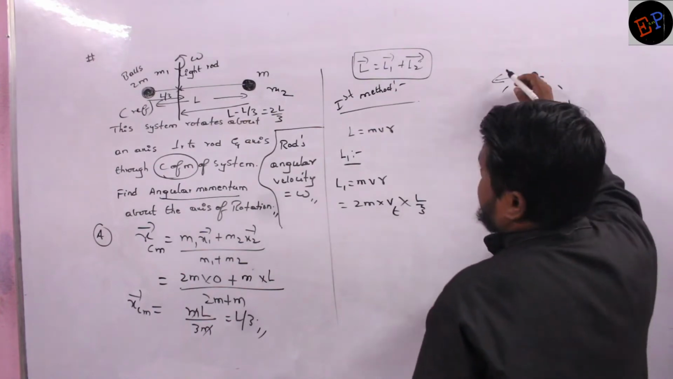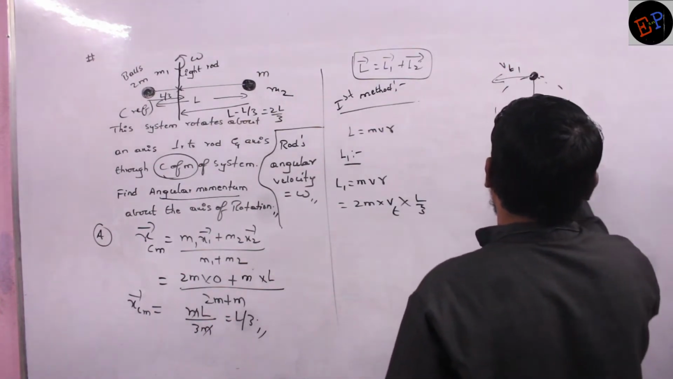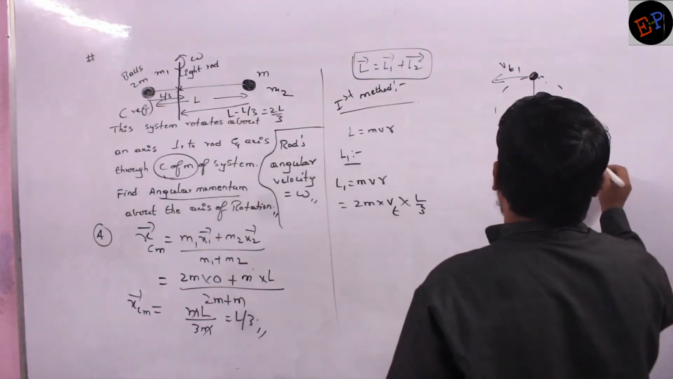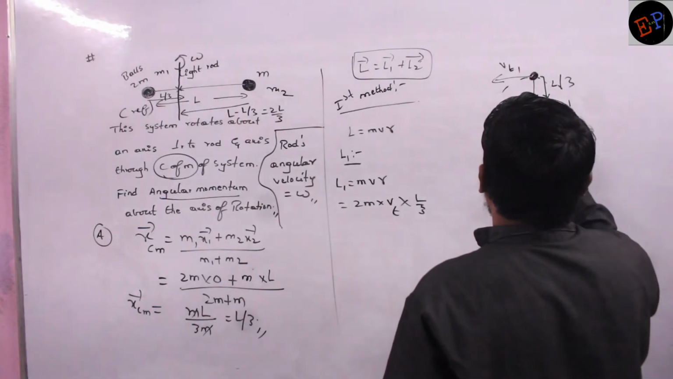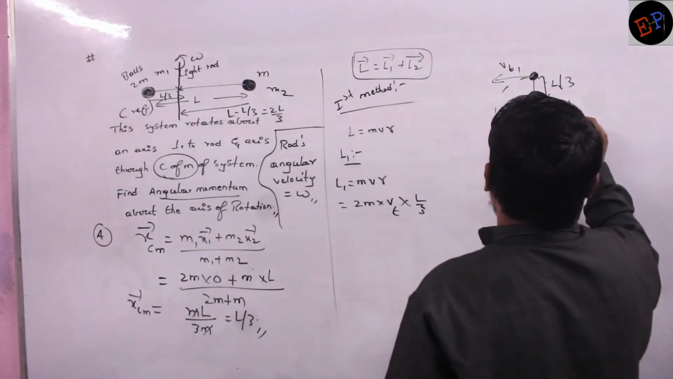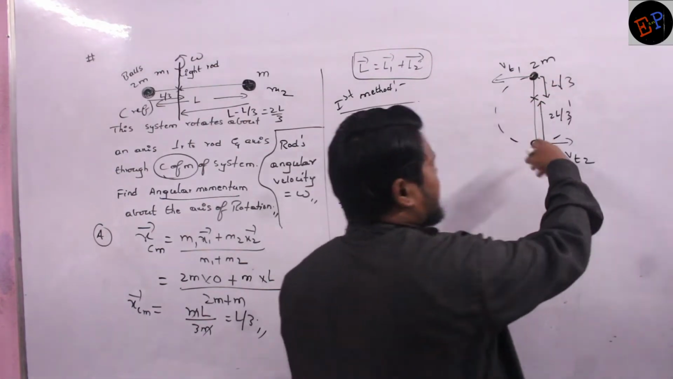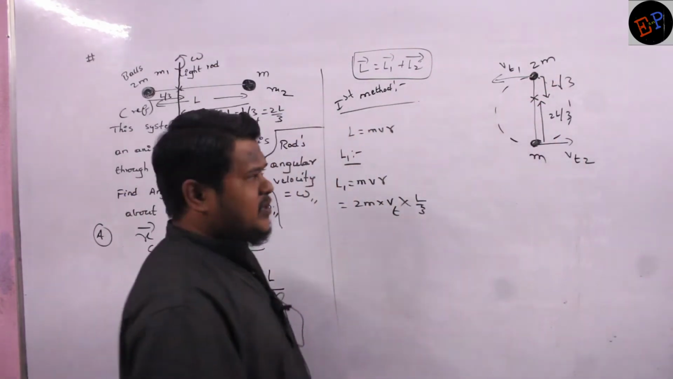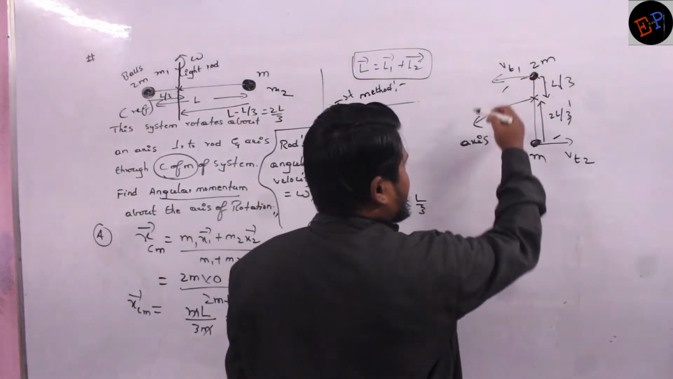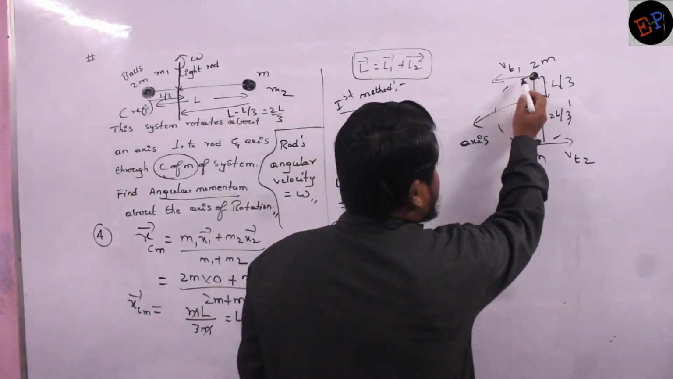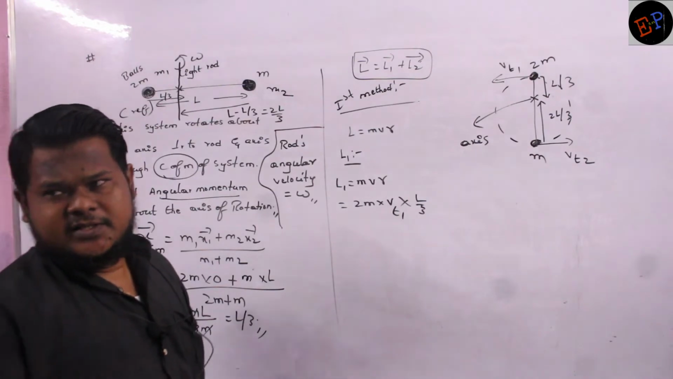The tangential speed of the first mass is Vt1, tangential speed of the second one is Vt2. This distance is L by 3, this distance is 2L divided by 3. Mass of this one is 2m, mass of this one is m. So I can write the figure like this also. This is the axis of rotation. So they are rotating like this. So Vt means tangential speed only, no?